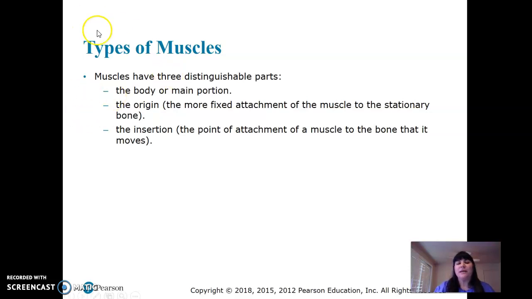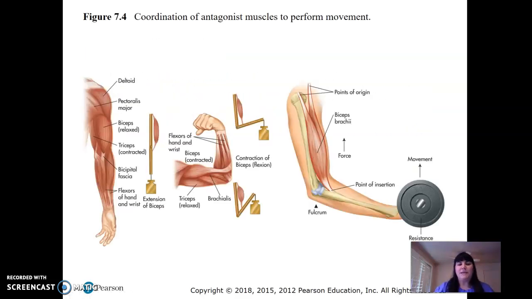Yes, the body of the muscle is the main portion. The origin and the insertion, you hear that a lot in anatomy. So again, we'll go to our biceps. So they're going to be attached to the bone. The area where there's less movable bony attachment, that's the origin. The area where there's more movable bony attachment, that's the insertion.